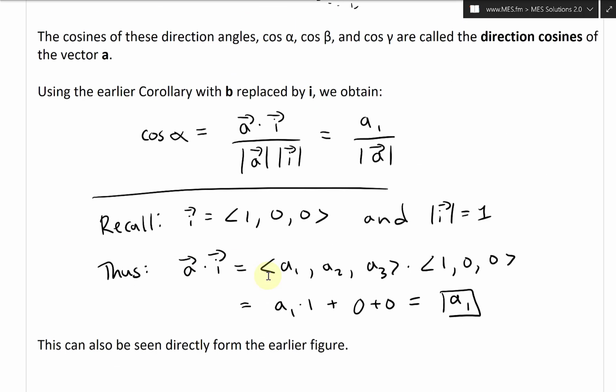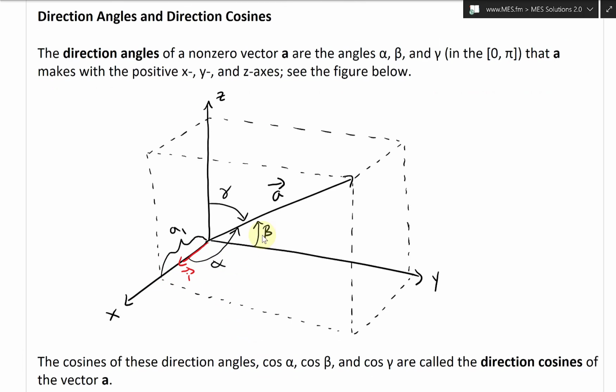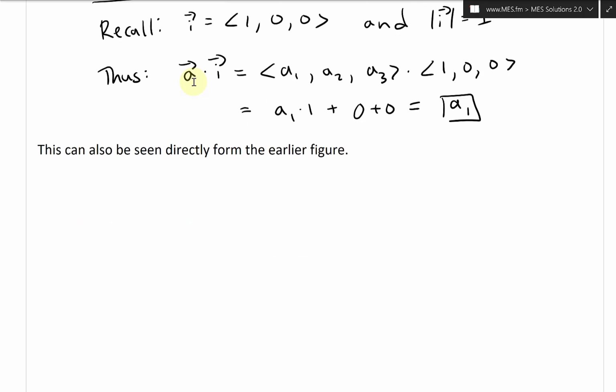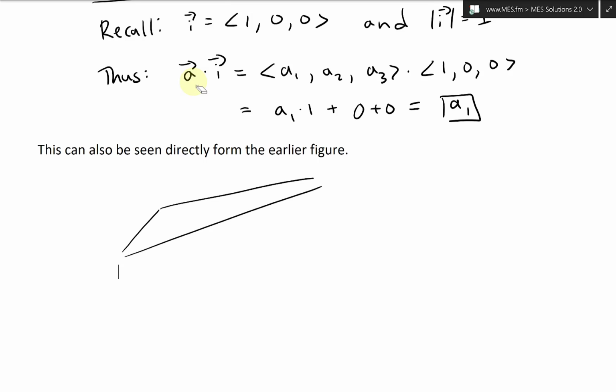Fascinating stuff. And as I just stated, this can also be seen directly from the earlier figure. So if that's the component there, then you draw this triangle all the way across there. Let's make this fit like that. What you end up getting is something like this. I'll just draw it without that component, flat, set up like this. And as this is A1, this angle is going to be our alpha.